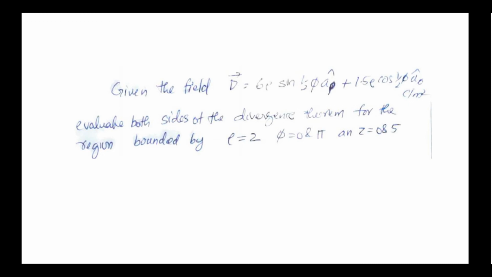Evaluate both sides of the divergence theorem for the region bounded by rho equal to 2, phi equal to 0 and pi, and z equal to 0 and 5. Why does phi have two limits, z has two limits, whereas rho has only one limit? The reason is rho always starts from 0 and ends at a point, so rho need not be mentioned.